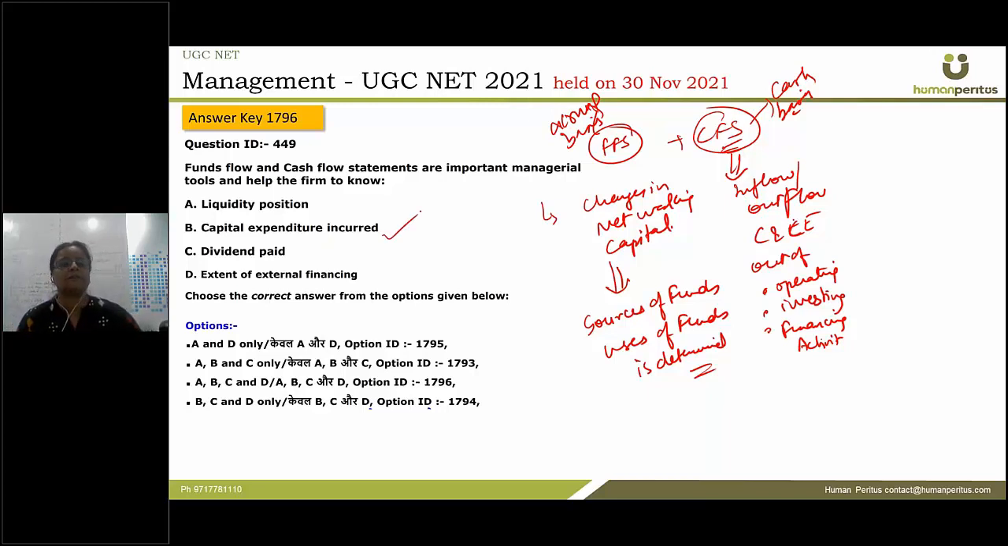And it also gives us how much expenditure is incurred on plant and machinery or acquiring various fixed assets for the company. Okay, then how much the company is paying on account of dividend. What is the extent of the external financing? How much the funds have been borrowed from the outside parties? These statements help to determine all these aspects. Okay, so that is why A, B, C, D. Everything can be obtained by using fund flow and cash flow statements. Okay, so 1796 is the correct option to this question.